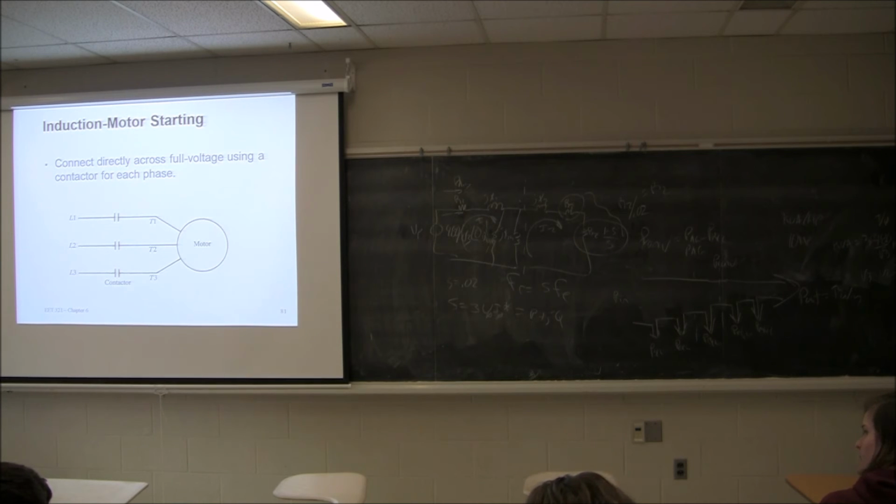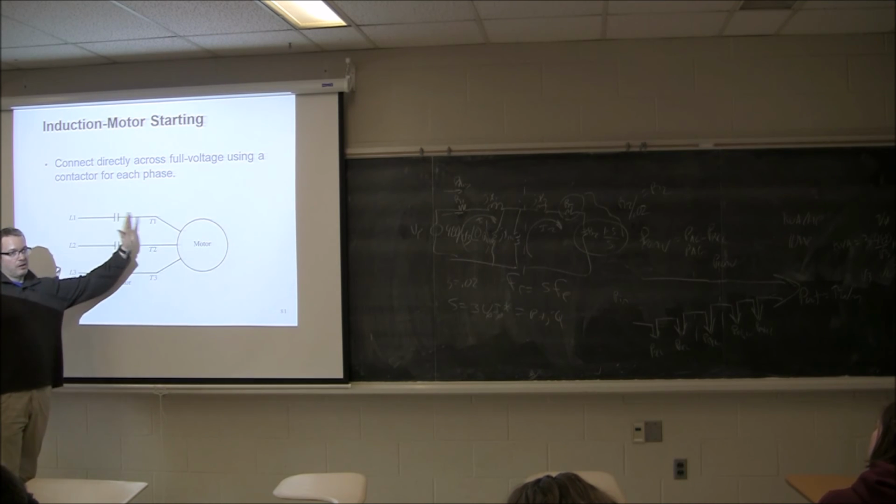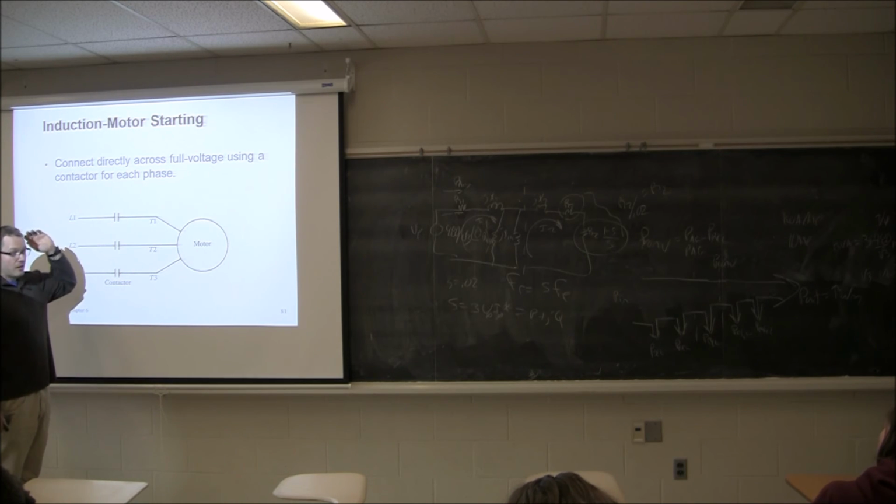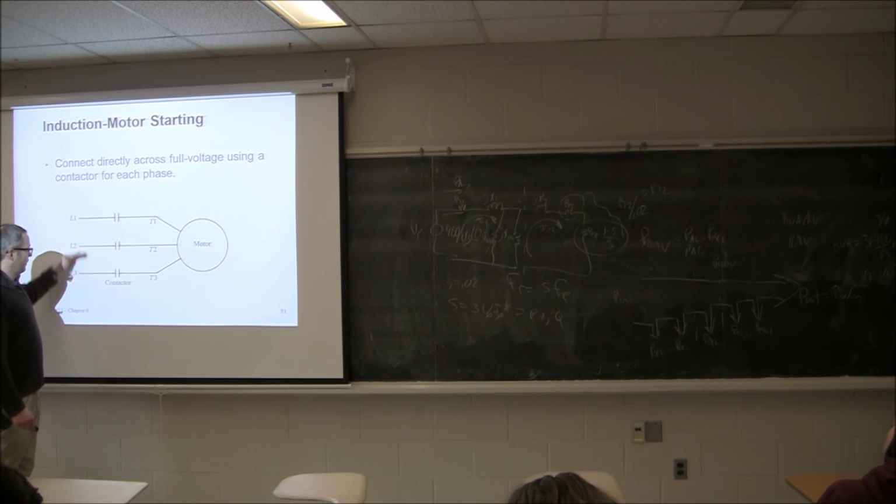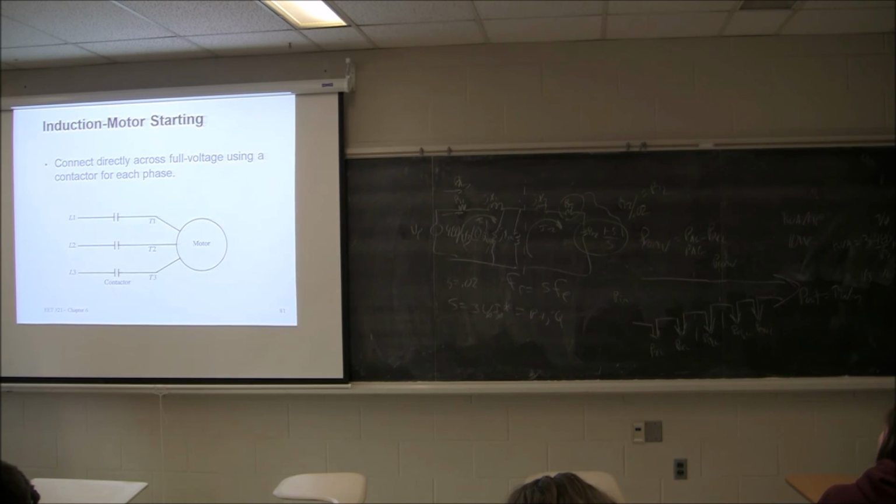All right. Here's a contactor, here's the lines, here's the motor, these are the terminals of the motor. This is how you start a motor across the line. These contactors will close, boom, boom, boom, hopefully at the same time, so you have a balanced load. The motor starts to spin. The voltage here can drop pretty substantially because of that starting inrush current.